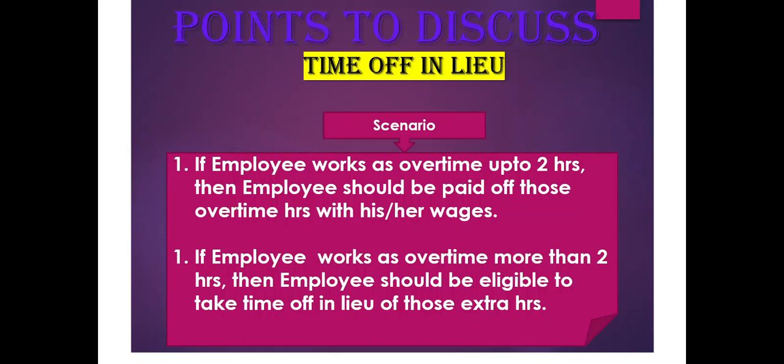If the employee works more than 2 hours, then for those extra hours the employee should be eligible to take time off in lieu. That means, suppose one day an employee worked 3 hours, so 2 hours can be paid off, and 1 hour should be added to the employee's time off in lieu quota, so that the employee can take leave based on that quota in a later period. This is the scenario we have placed today, and we'll check how we can configure that scenario in the system.